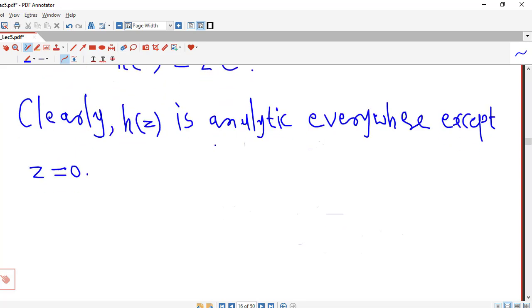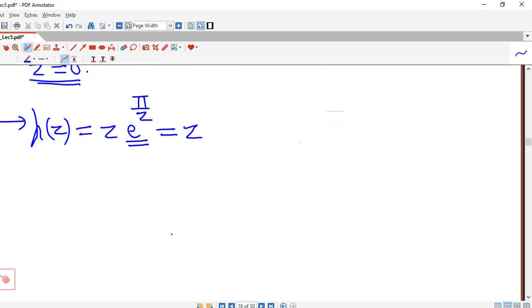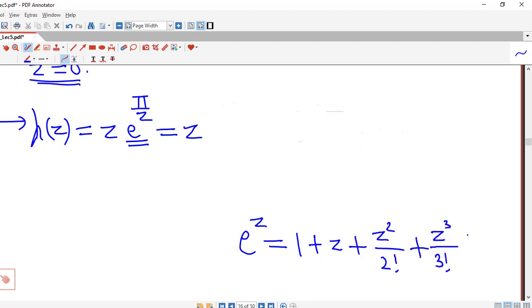So for that we express h of z as a Laurent series in powers of z, because we are interested in the residue at z equal to 0. Now here we have an exponential function, so we can use the Taylor series of the exponential function, which is e raised to z equal to 1 plus z plus z square by 2 factorial plus z cube by 3 factorial and so on. This was the Taylor series or Maclaurin series of e raised to z.